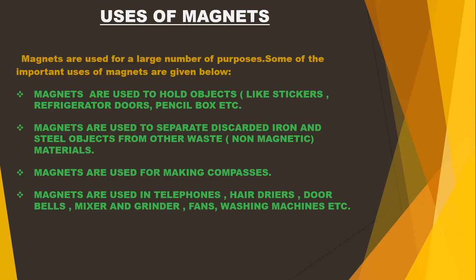And also many other things like telephones, hair dryers, doorbells, pencil boxes, washing machines, and the doors of refrigerators. Every one of these things is used with the help of a magnet. So here we have seen in our daily life how important magnets are.